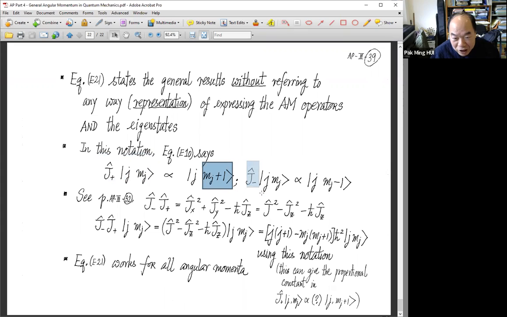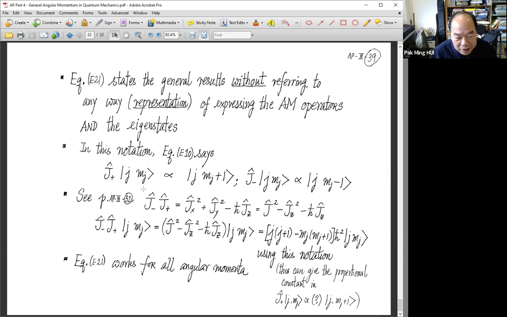If we operate j minus on this simultaneous eigenstate, it will decrease the z component quantum number by 1, by h bar in values. So it would be interesting to look for what this proportionality constant is. There's a constant in front. Now, that is a harder, more tedious thing, but we are very close to it.